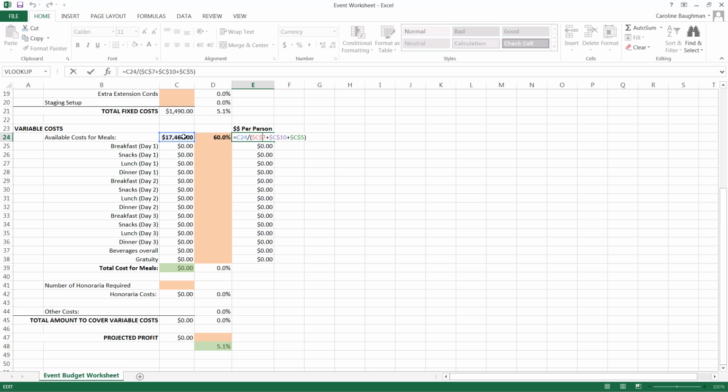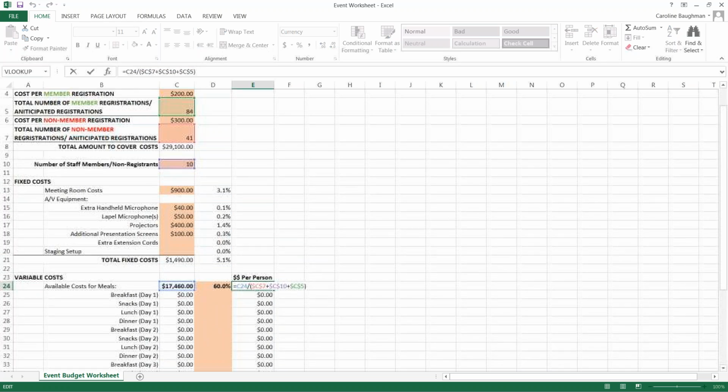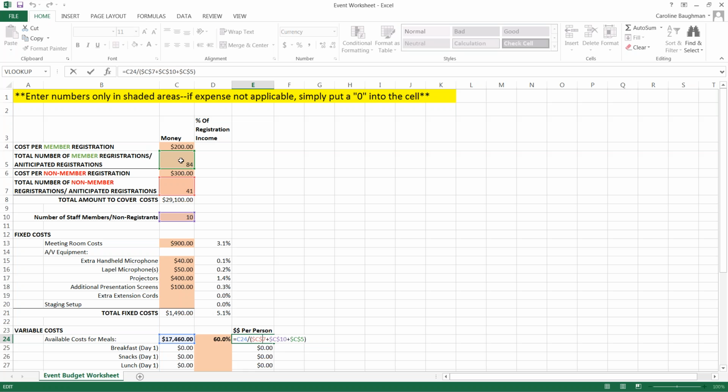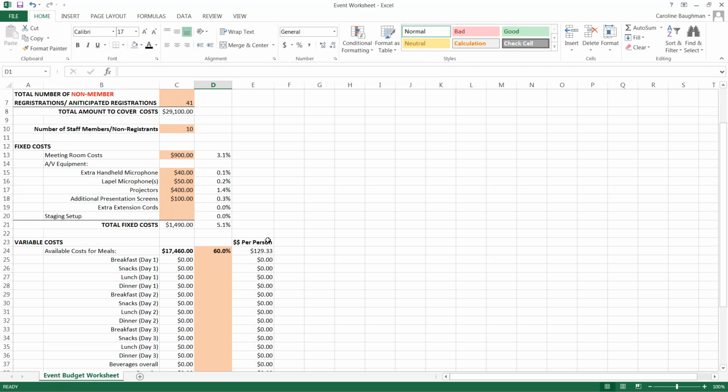And this is set up to be a formula that takes the total amount budgeted, which is that 60% number, and compares it to the total number of attendees and adds all of these together. As you can see, the very top tells you to enter numbers only in shaded areas. You can put a 0 in the cell if it's not applicable.